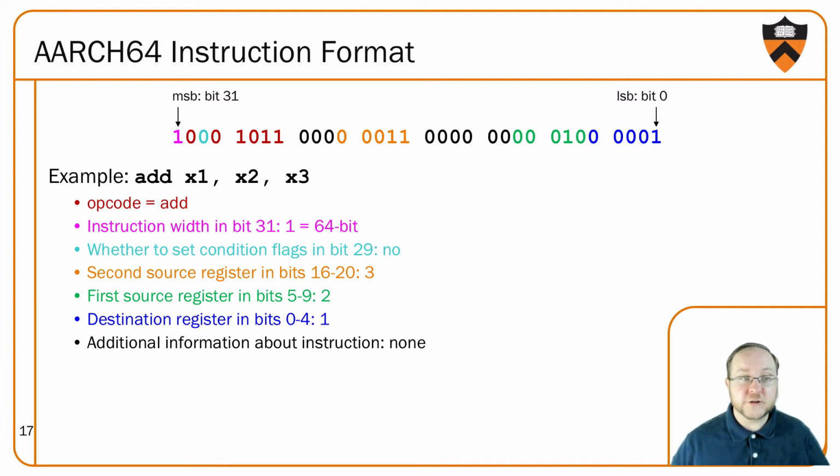The green bits, 00010, we see that's the number 2 in binary, so that represents register 2 as the first source. The orange bits, 00011, that's 3, so register 3 is the second source. And the blue bits, 4 zeros and a 1, that's 1, so register 1 is the destination. The pink bit at the far left is a 1, indicating these are X2, X3, and X1, not W2, W3, and W1. And this is add, not add S, so the cyan bit 29 is 0. That's all the info we need. All the remaining bits here are 0.